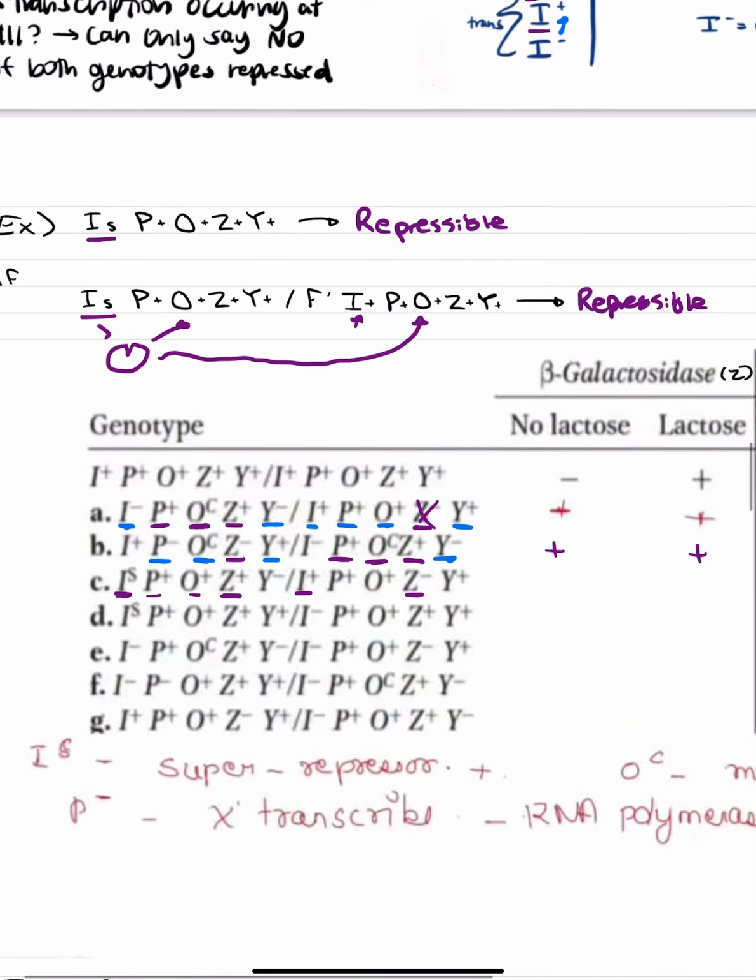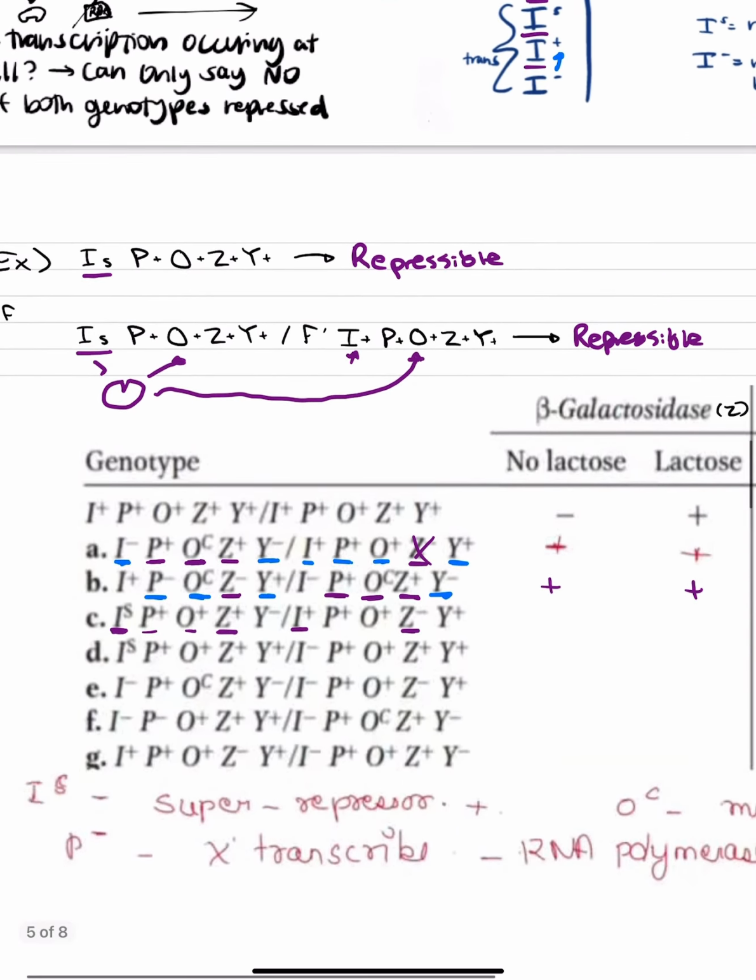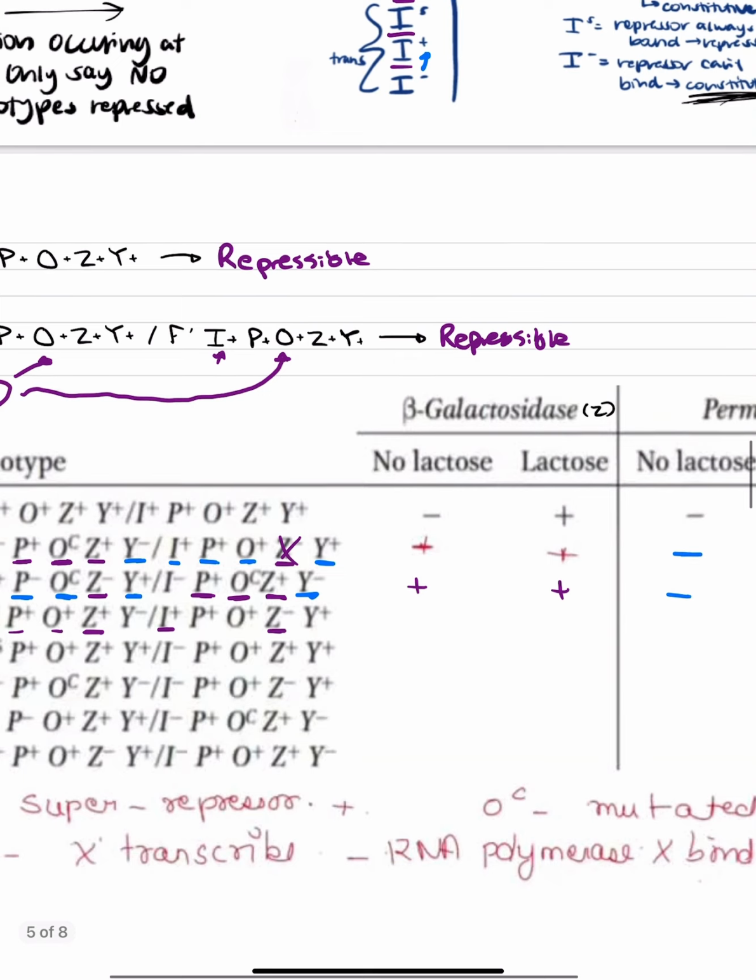IS is going to take precedence over I plus since it's higher on the hierarchy. IS is a super repressor, meaning that it's going to repress the transcription of the genes. So we're going to have no transcription occurring for beta-galactosidase.